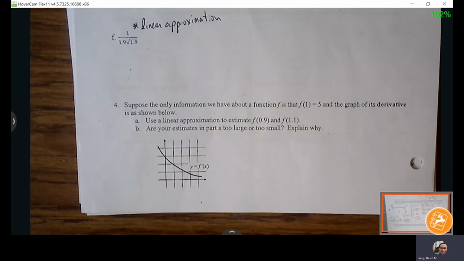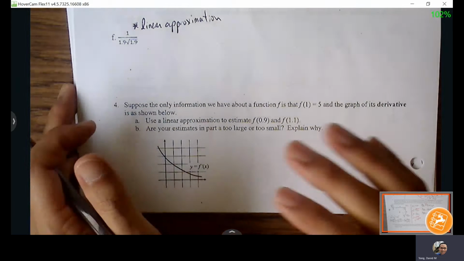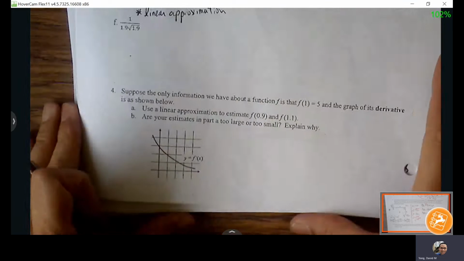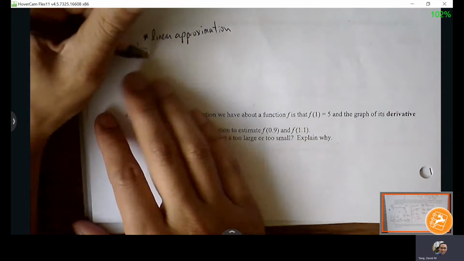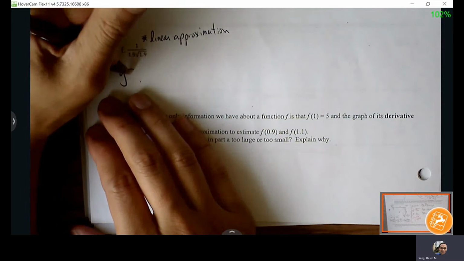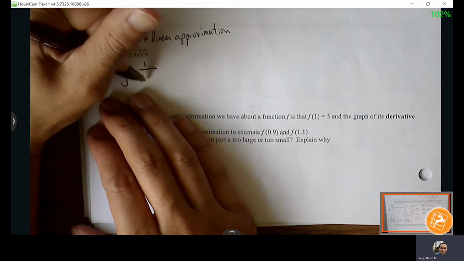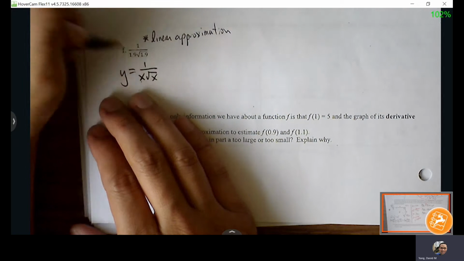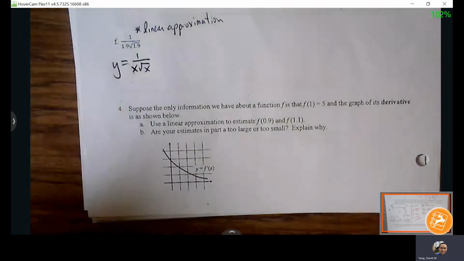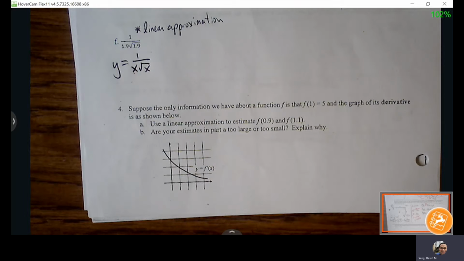Okay, so from those decimals, we can kind of have an idea what the equation is. Basically, if you replace all your decimals with variable x, that's your equation. So replace them, and I have y is equal to 1 over x root x. Okay, so that's the equation I'm starting with. Everybody okay with that?